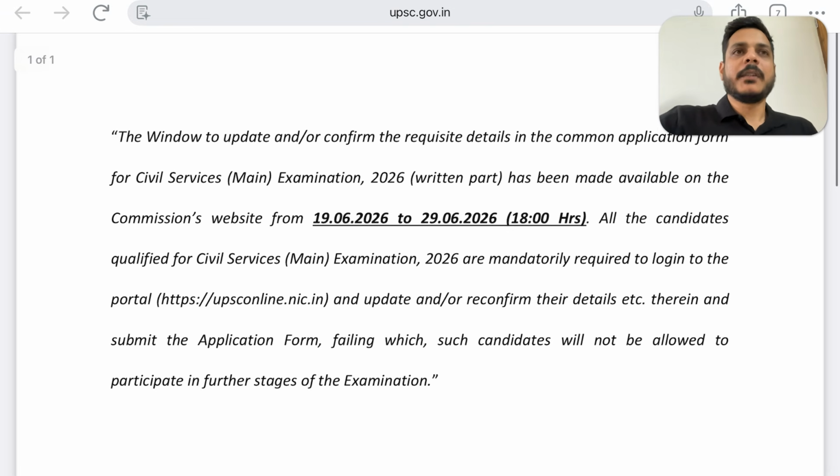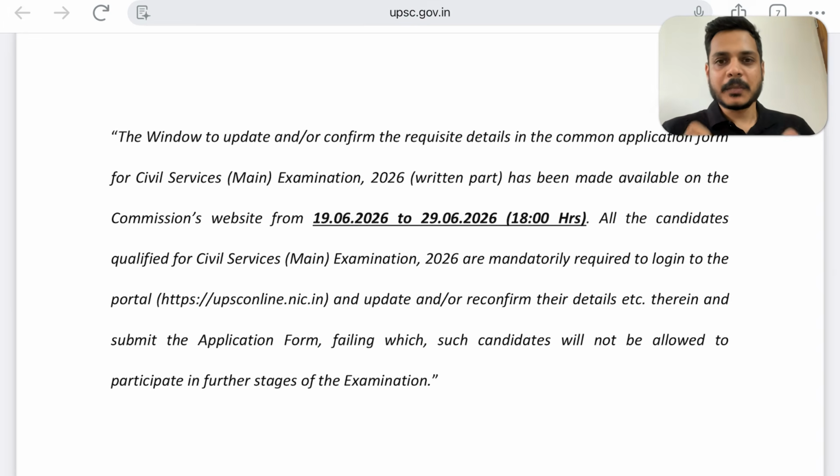On the screen you will see that it has to be filled from 19th of June 2026 onwards to 29th of June 2026. The 29th of June 2026 is only available up until 6 p.m. in the evening. So you must make sure that you are able to fill up this form within these 10 days, with the last date being 29th June and the time being 6 p.m. in the evening.